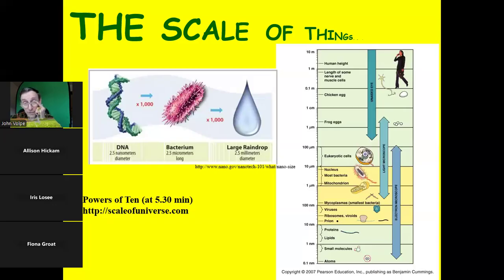You only need to know the relative order of the size of things, meaning a person is bigger than a chicken egg, which is bigger than a frog egg, which is bigger than a eukaryotic cell, which is bigger than a prokaryotic cell. You do not need to know the exact sizes.